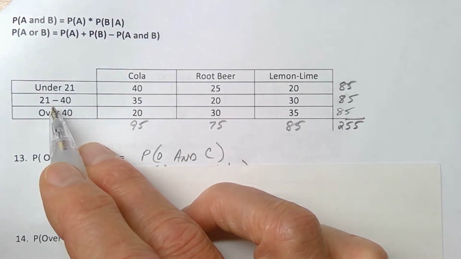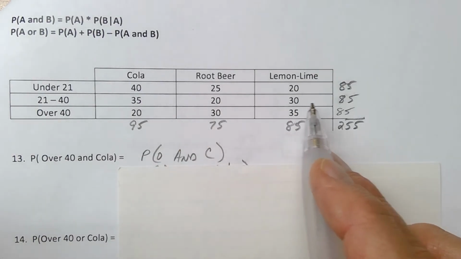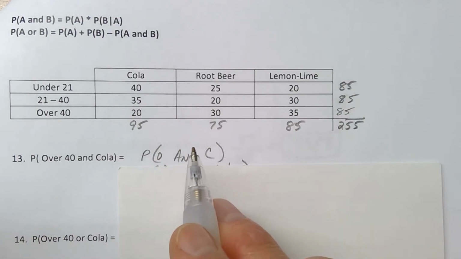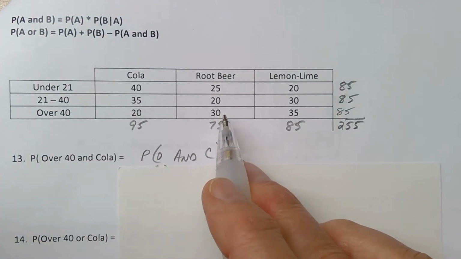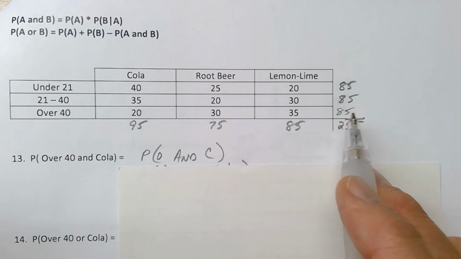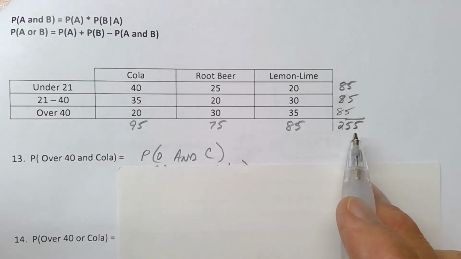What about the people from 21 years old to 40 years old? 35 liked cola, 20 liked root beer, 30 liked lemon lime, for a total of 85. What about the old folks like me, over 40? 20 liked cola, 30 liked root beer, 35 liked lemon lime, for a total of 85. Now those add up to 255 total.